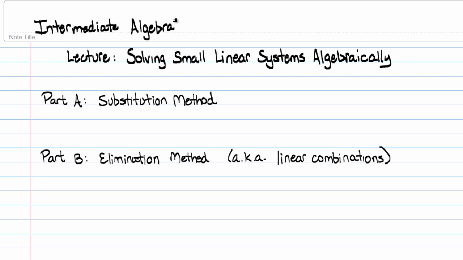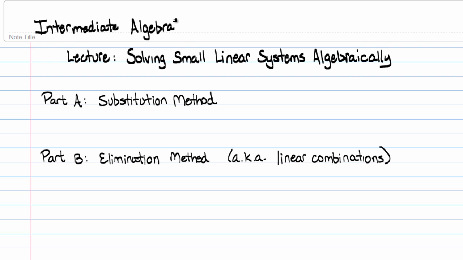In this lecture we're going to concentrate on solving small linear systems using algebra. When I say small linear systems, I mean systems that perhaps have just two linear equations, and therefore two unknowns, two variables, like an x and a y, or a t and an r, or something like that.